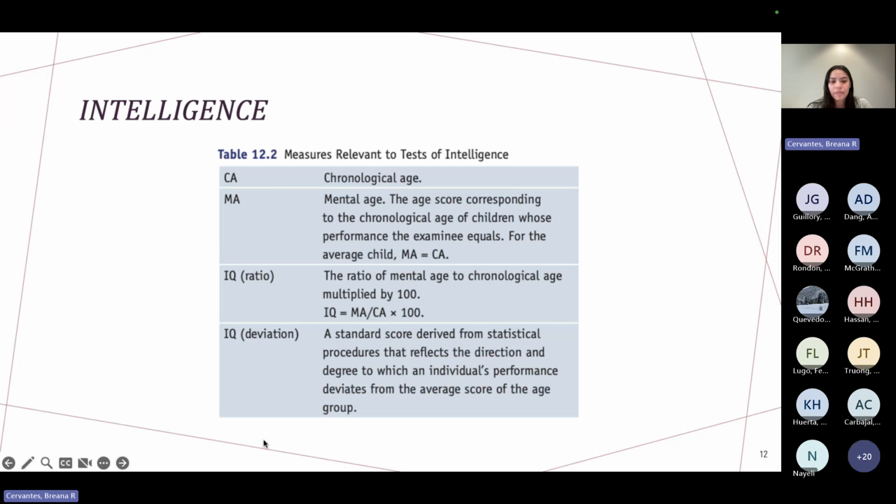Here are some measures relevant to tests of intelligence. So what's the difference between chronological age versus mental age? What's the IQ ratio versus the IQ deviation? I don't use this in clinical practice that much. I think when we're talking about norms, we do have to use chronological age. When I'm thinking of the mental age, though, this is something that I might be considering not from a neuropsych perspective, but if I'm working with a kid clinically, even though their age is like 11 years old, they might present as 7 years old. So to me, I'm thinking about the mental age clinically.